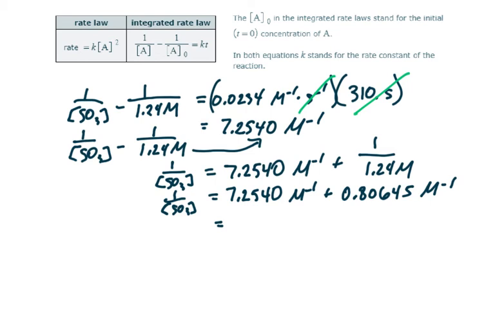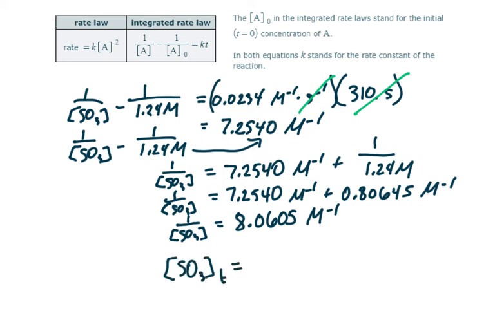And so now we can add those two together. 7.254, and I get 8.0605. So our last step here is to invert both sides. Just flip them, and I explained this in the previous example if you want to see more detail. But we end up with the concentration of sulfur trioxide at 310 seconds is equal to 1 over 8.0605.